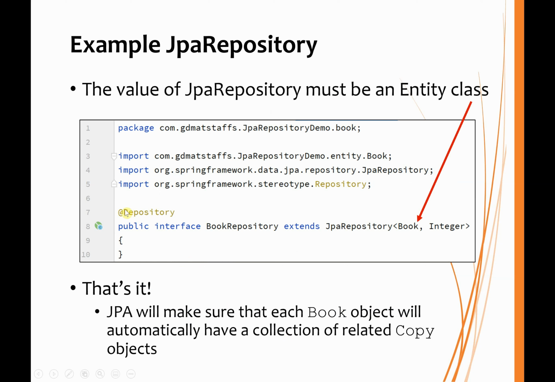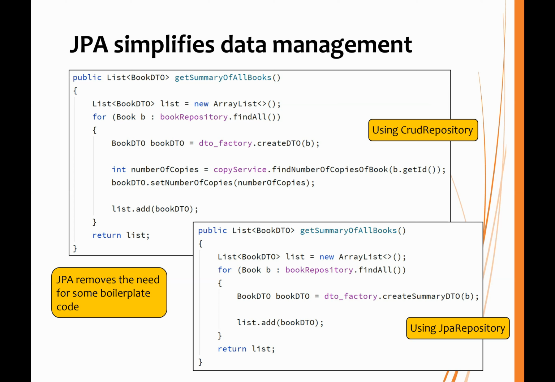Here's an example of a JpaRepository. As you can see, it's formed in a very similar way to the CRUD repository that we saw previously. And instead of extending CRUD repository, we're extending JpaRepository. The really important thing here is that the value type must be a designated JPA entity class. And that's it. JPA will make sure that each book object will automatically have a collection of related copy objects, and each of those copy objects will have the correct reference back to the book object. And this really simplifies data management.